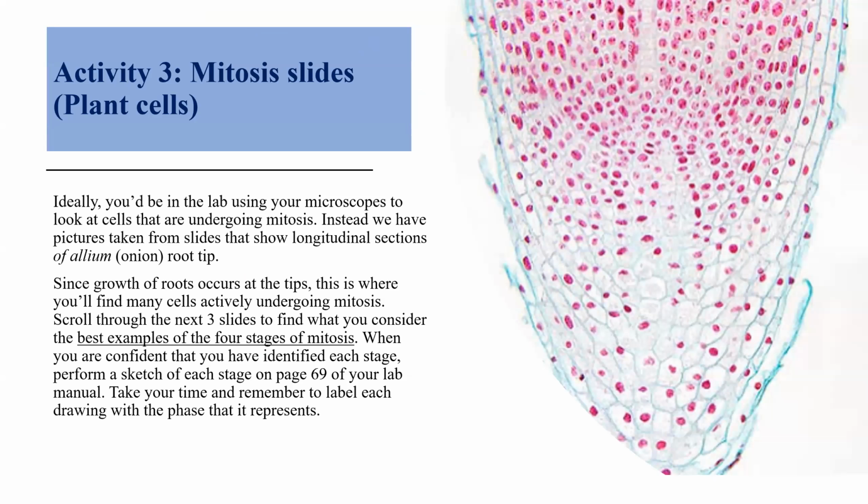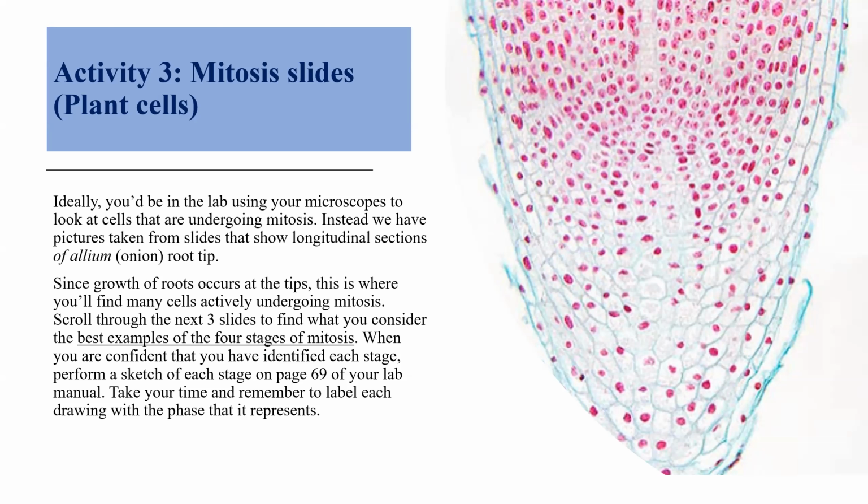So activity 3, you're gonna identify the different phases of mitosis. So the different phases that occur during the M phase of the cell cycle. Ideally, we'd be in lab using microscopes to look at the cells that are undergoing mitosis, but instead we have taken pictures from slides. We have pictures of the root tip of onions, and we also have pictures of the blastula of whitefish, and they're going to be undergoing mitosis.